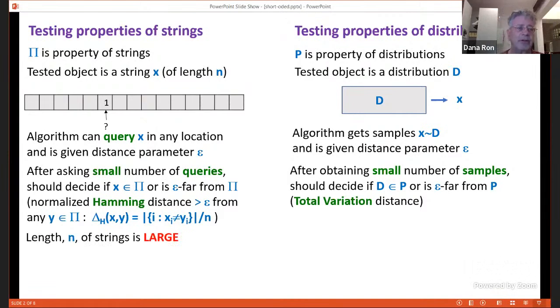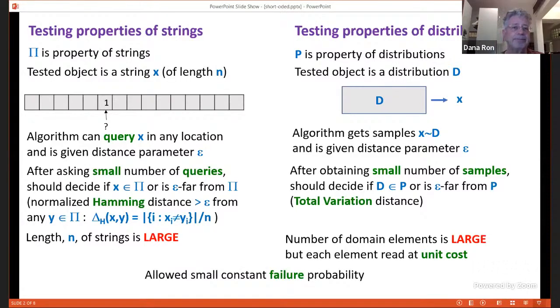And what I wanted to stress is that the complexity is sublinear. In the case of testing strings, it means that it's smaller than the length of the string. In the case of testing distributions, the domain from which the elements are coming is large, and you want the complexity to be smaller than that. Anyhow, that's the thing you have in mind. And in all cases, these are randomized algorithms, so there is a probability of error that I'm going to ignore.